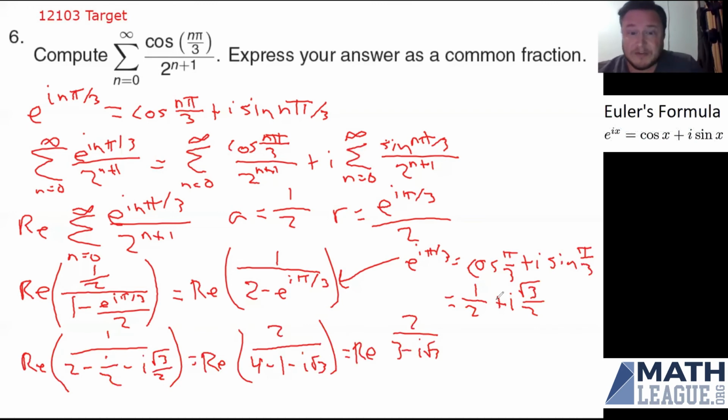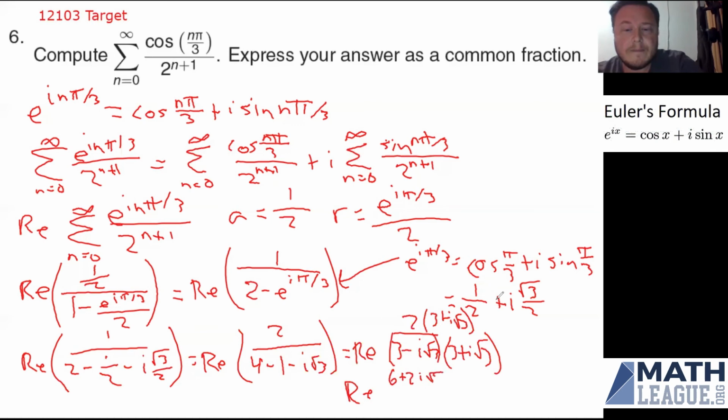I actually don't care as much about the root 3. What I am concerned about is the i. I need to get the i out of the denominator. So what I'm going to do is multiply the top and the bottom by 3 plus i root 3. 3 plus i root 3. And what we have now is the real part of the top becomes 6 plus 2i root 3.